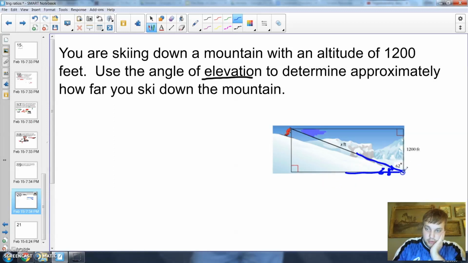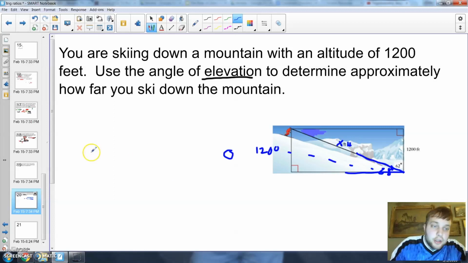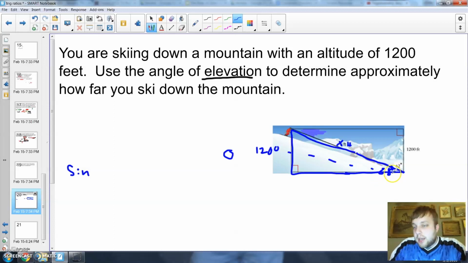So 28. I want to know this side, and I actually do know this here. This is 1200, because it's the same side length as this over here. Once again, I know my opposite, and I want to know my hypotenuse. Which one uses opposite over hypotenuse? You should be saying sine. So I'm going to do the sine of what degree? I'm trying to find out this triangle here, not the one above. So what angle do I want, 62 or 28? I want the sine of 28.